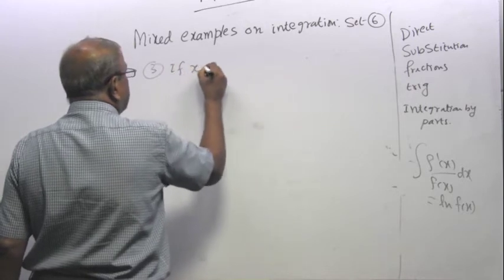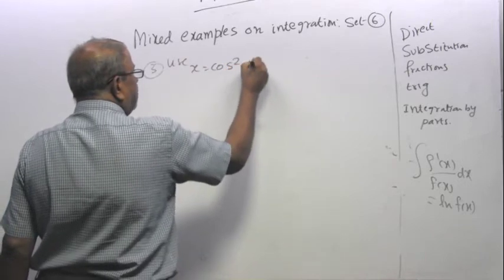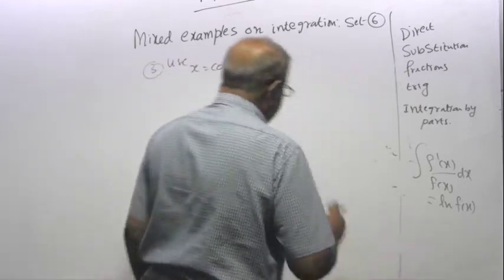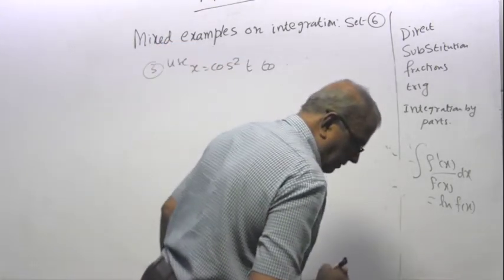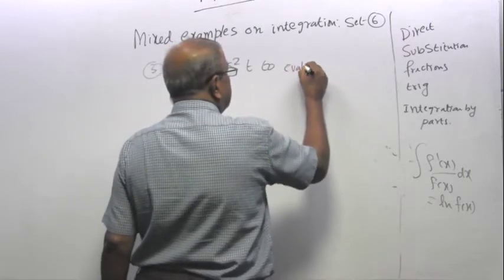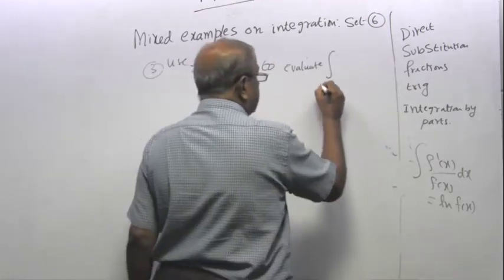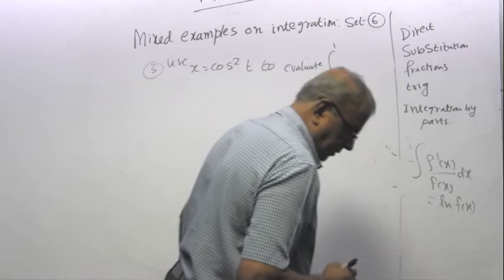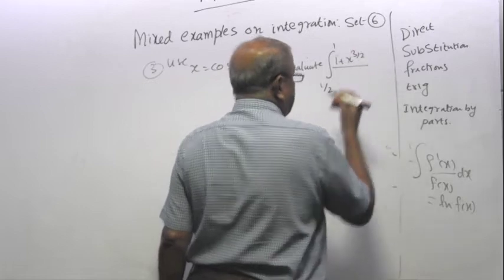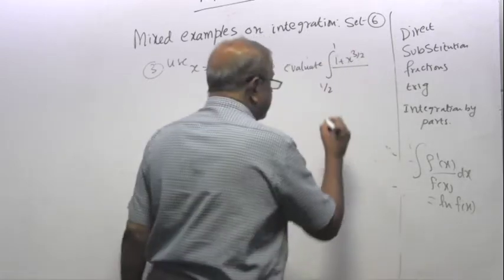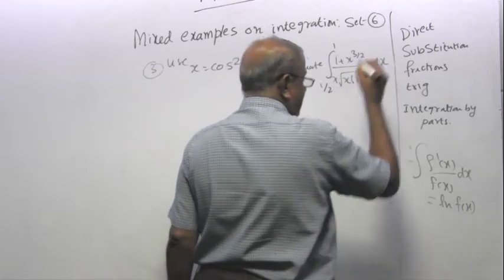If x equal to cos squared t, evaluate the integral from half to 1 of (1 plus x) power 3 over 2 divided by x root x times (1 minus x) dx.